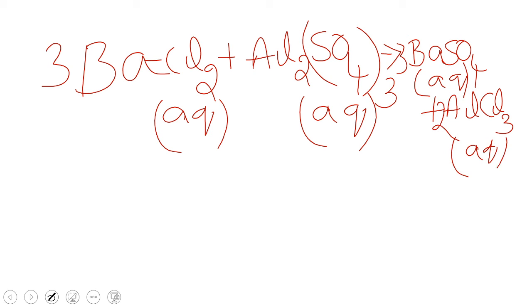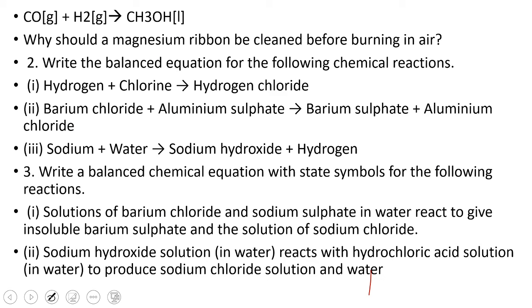All are in aqueous form, but barium sulfite is a precipitate. Always a precipitate should be shown in the form of a downward direction arrow mark. So this is the balanced chemical equation where I have expressed the physical states of the reactants and products also. Right, and here some more examples are there.